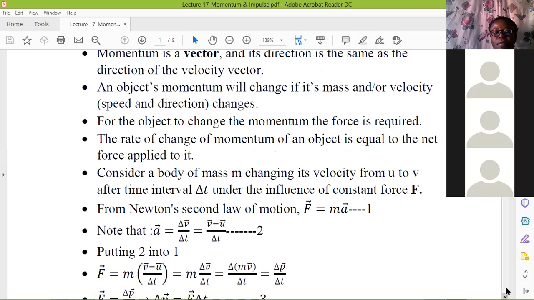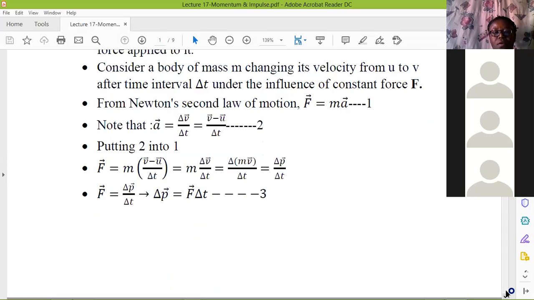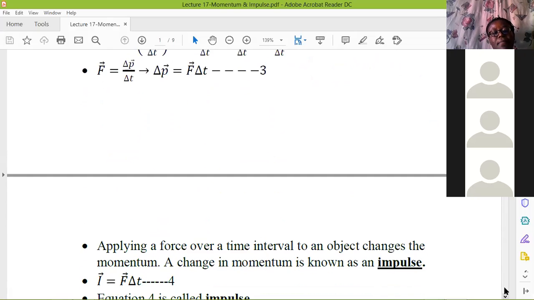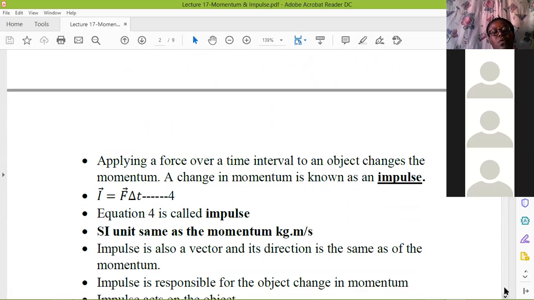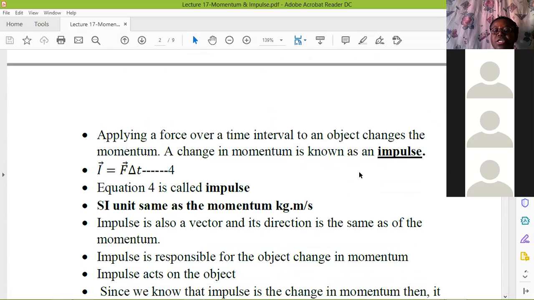Okay, so this is simply what we have done there. If you apply that into the equation, which is the force times the change in time, we get that the change in momentum is what is called an impulse, and it is what I defined earlier. So impulse is equal to the force applied times the change in time.